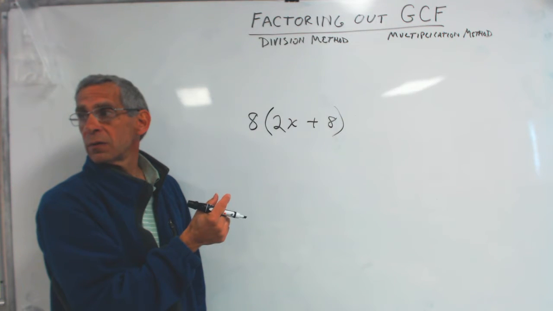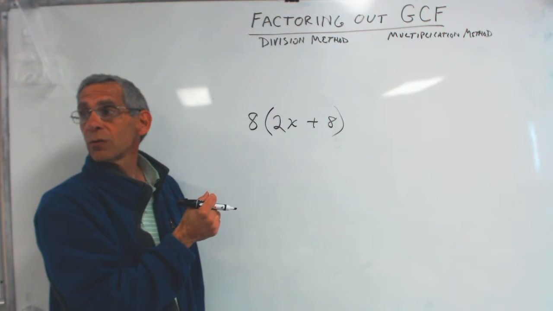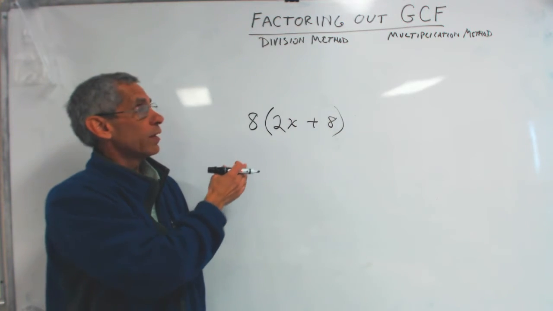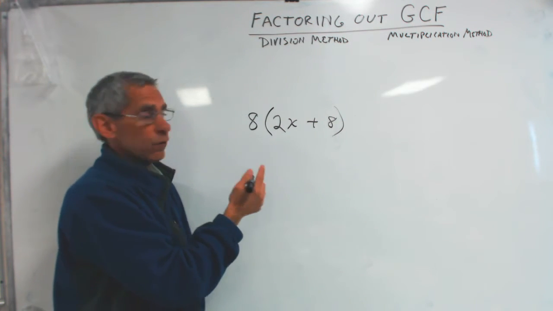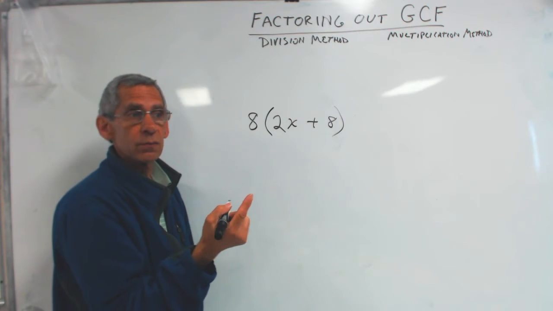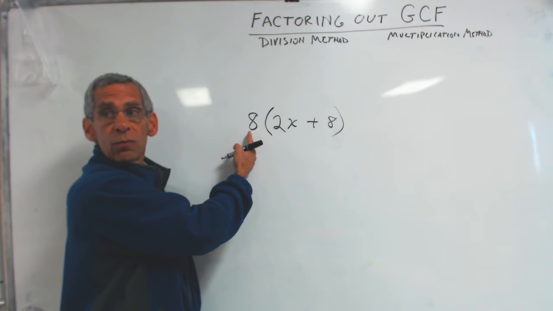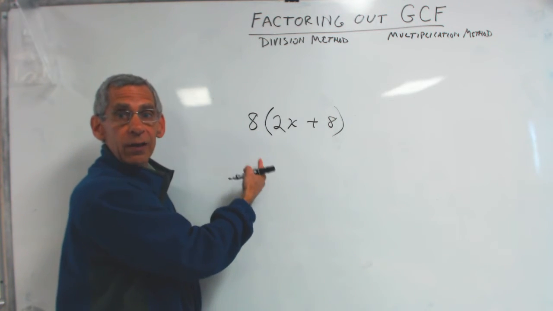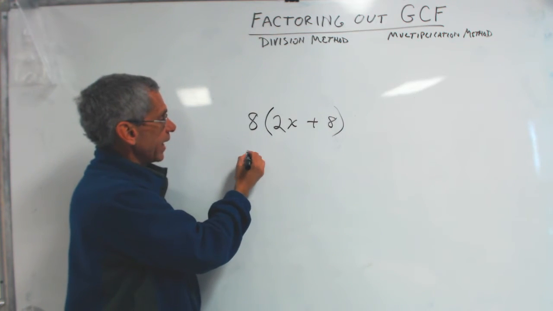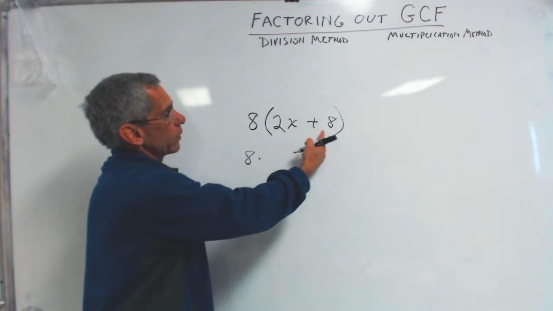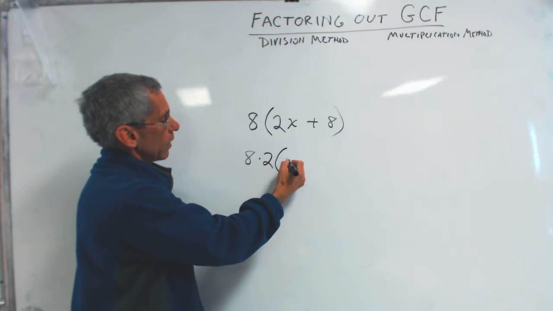I'm changing the problem. I erased that problem above. What if when you factored something, you got this? You just do it again, and then you multiply whatever you get on the outside times the 8. You don't add this number to the other number you've taken out. So we've got 8 times, and I'm going to factor out the 2 now.